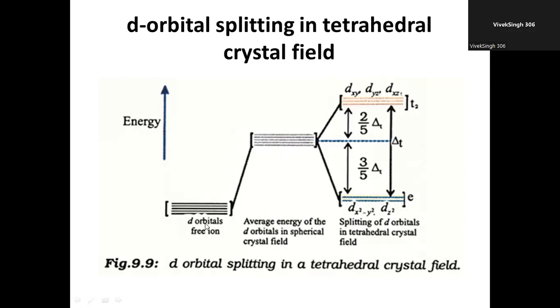Okay, so here d orbitals of free ion, this is nothing but average energy of the d orbitals in spherical crystal field. This is nothing but splitting of d orbitals in tetrahedral crystal field. Okay, so this is how splitting of d orbitals takes place in tetrahedral complexes.